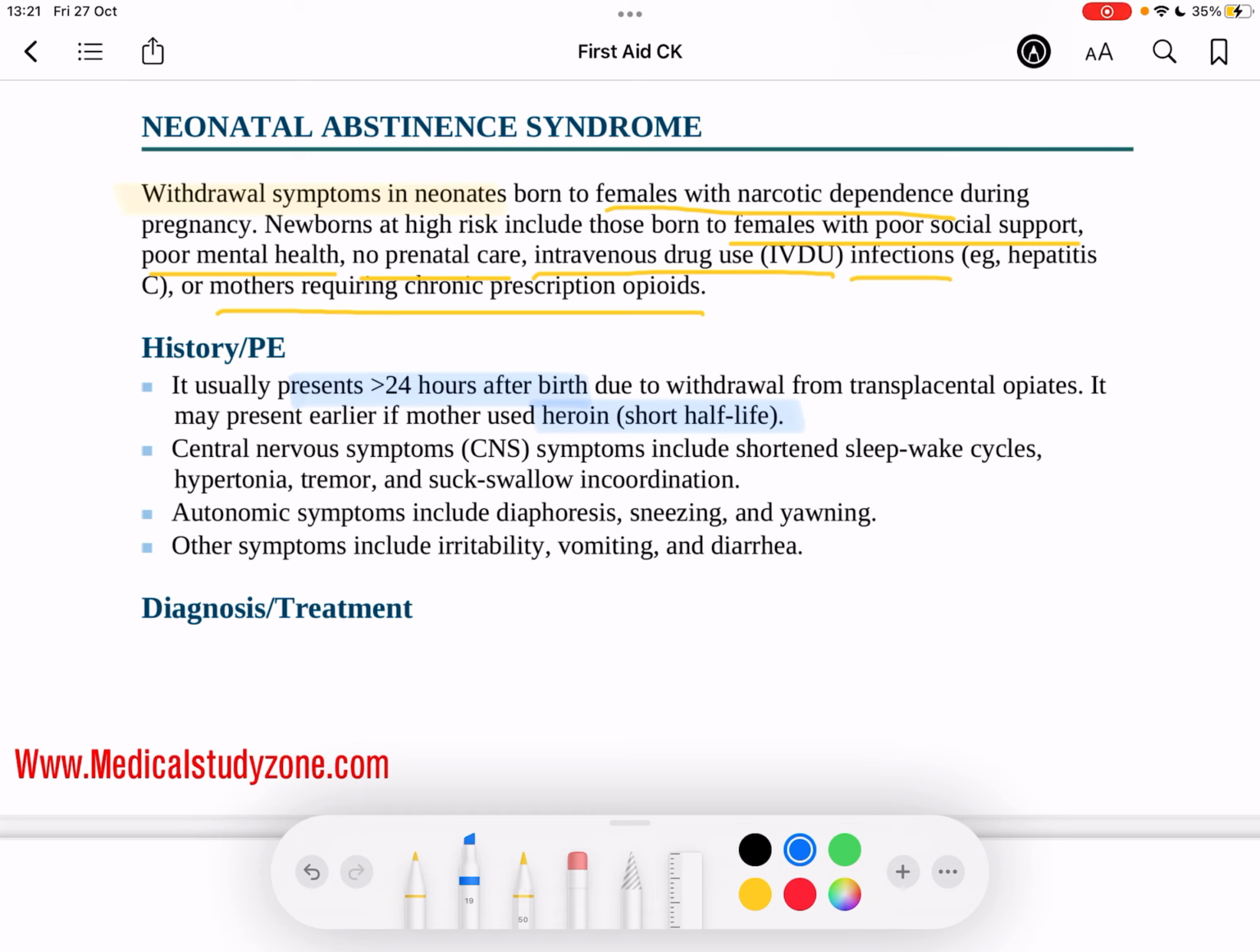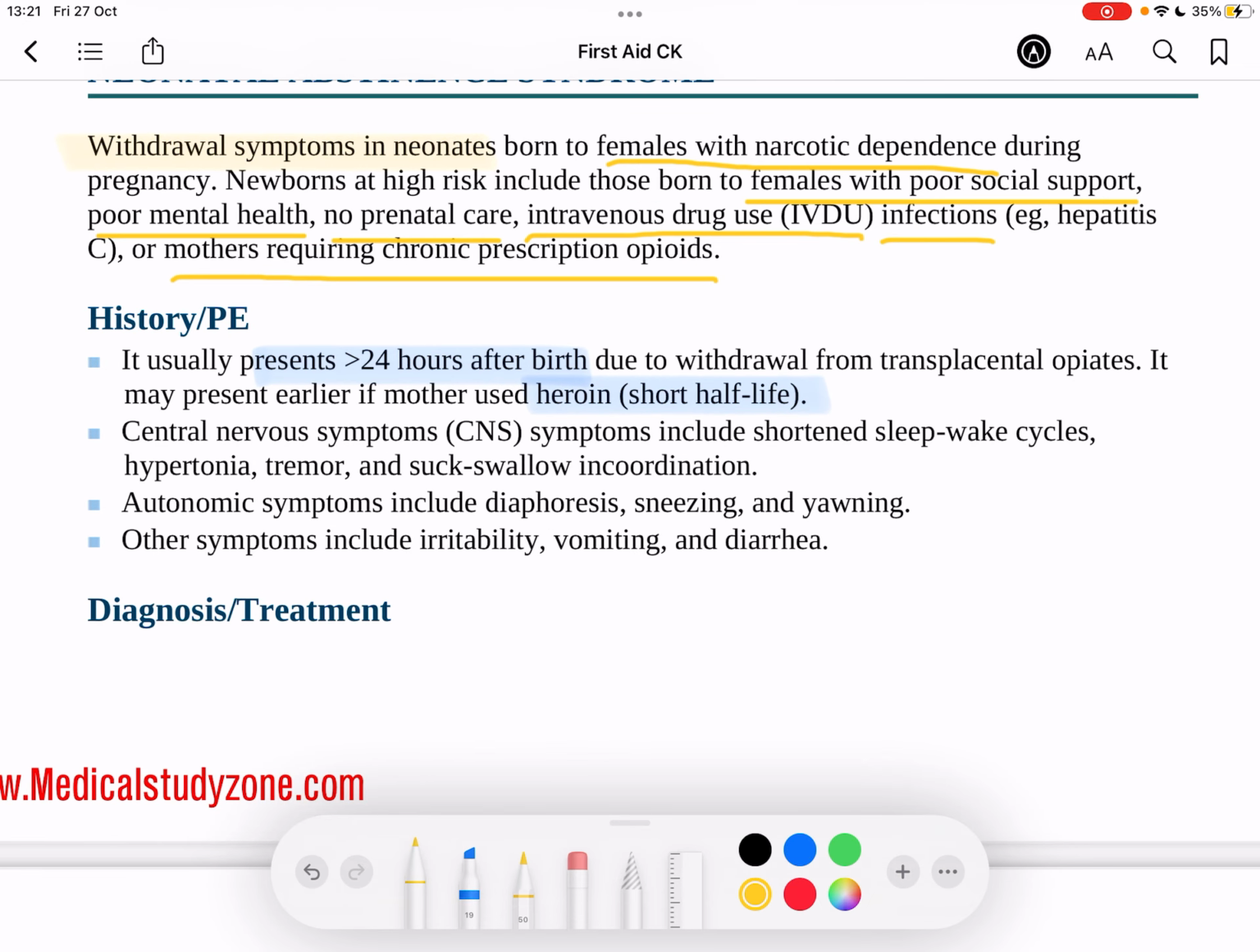The symptoms that you should be on the lookout for are central nervous system symptoms, including shortened sleep-wake cycles, hypertonia, tremor, and suck-swallow incoordination. Other autonomic symptoms that you should be looking out for are diaphoresis, sneezing, and yawning. Just from my experience of solving questions for neonatal abstinence syndrome, they tend to like the yawning one and the hypertonia one. Other symptoms could include irritability, vomiting, and diarrhea.